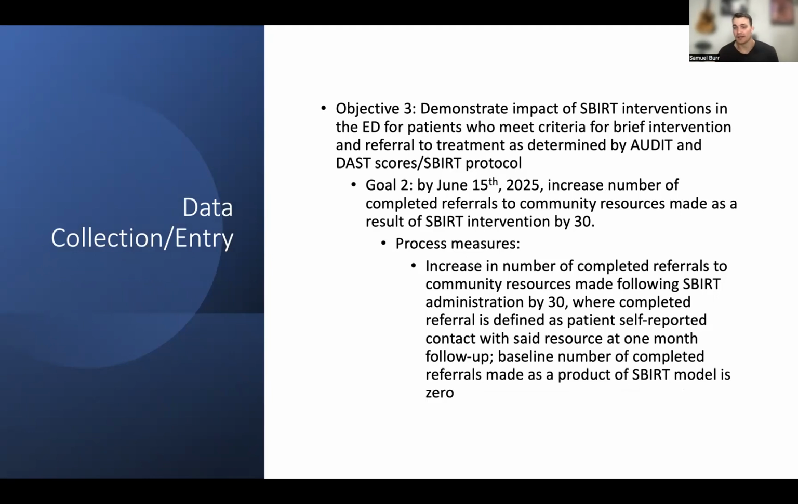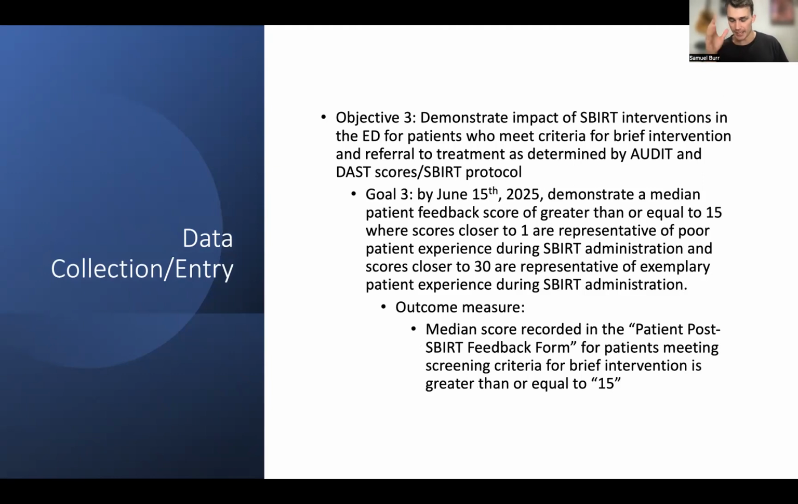So in terms of the rest of the goals underneath the impact arm here, the second goal would be to increase the number of completed referrals to community resources made as a result of those SBIRT interventions by 30, where the baseline number of completed referrals, as a product of the SBIRT model, is 0 at this point. So we'll use that completed referrals component there, and I forgot to include the repeat AUDIT DAST scores, so just know that we'll include that as an outcome measure.